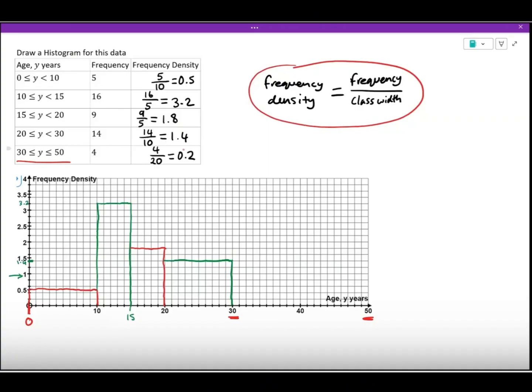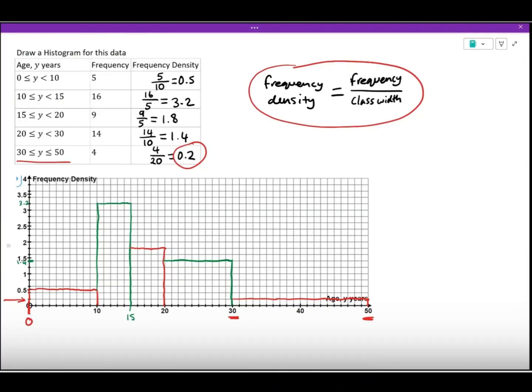And my frequency density this time is just 0.2. So that should be 1 box up on my y-axis. So that is going to be all the way down here. Now that's going to be the height of my bar. So I'm going to start my bar off at that height. And we're going to keep going along all the way to the end in this case. Okay, and then we're going to go down like this. And that would be my complete histogram.